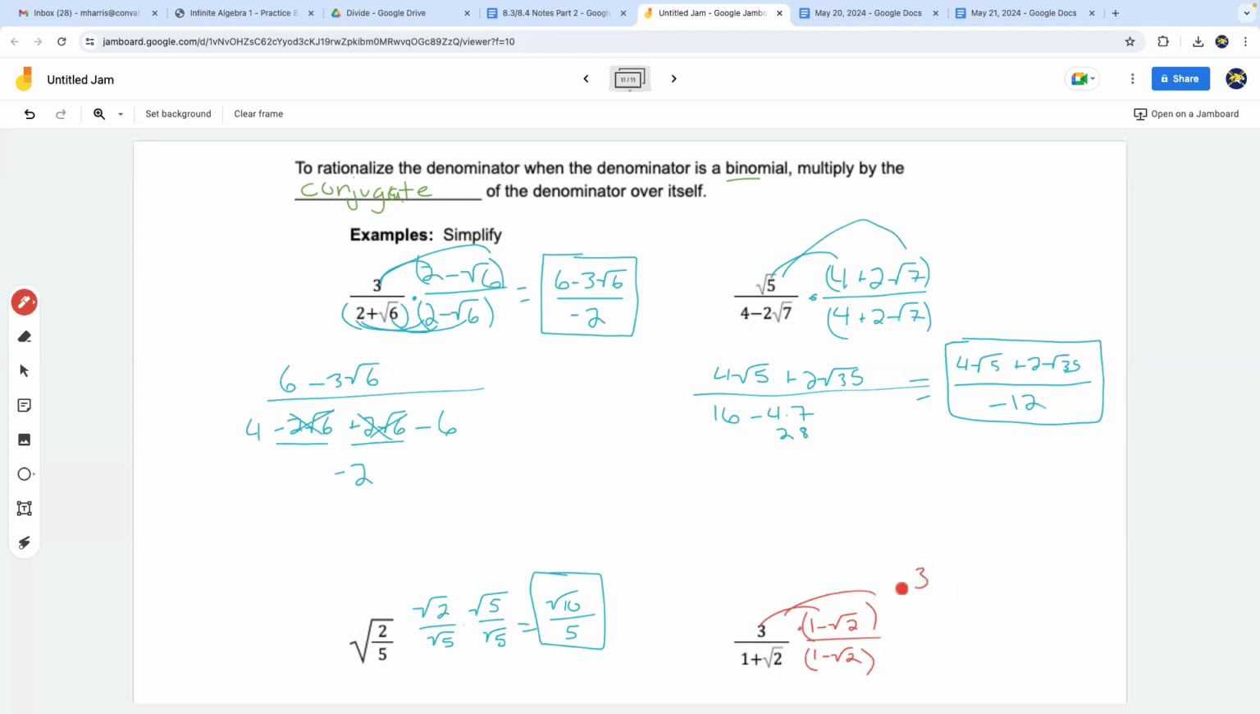So we get 3 minus 3 root 2 over 1 times 1 is 1. Root 2 times root 2 is 2. So it's minus 2. So we get 3 minus 3 root 2 over negative 1. Or negative 3 plus 3 root 2. Boom.